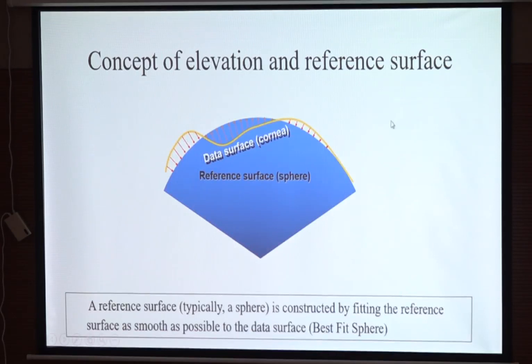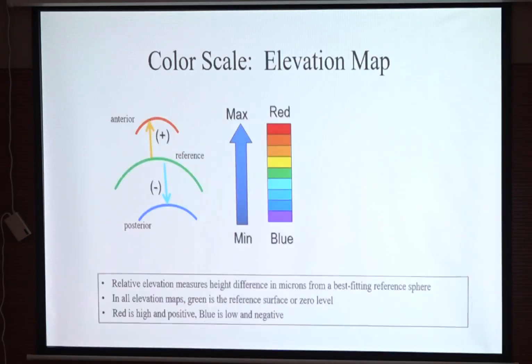We use the concept of best fit sphere in these imaging techniques, that will be used in OrbScan as well as in Pentacam. What we mean by that is that we have a reference surface with which we compare the data surface of the patient. Anything which is above this reference surface will be depicted in warmer colors, that is, it will be elevated, and anything which is below this reference surface will be a depressed area and will be represented by the cooler colors. As you can see in this diagram also, this is the reference surface, anything anterior to it is depicted in warmer colors towards the red, and anything below is depicted towards the cooler colors in your blue range.